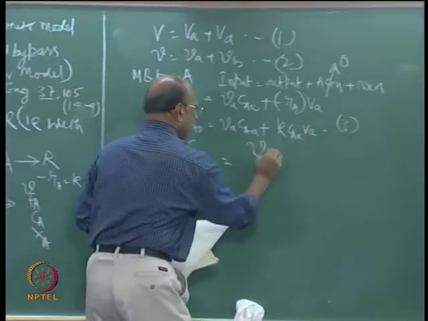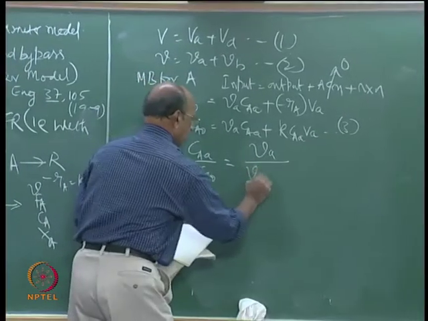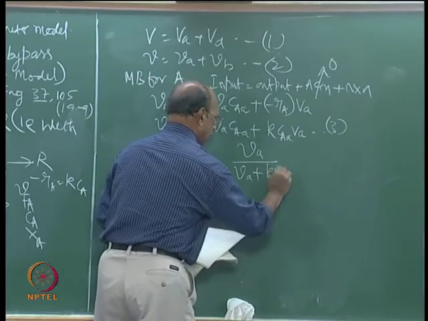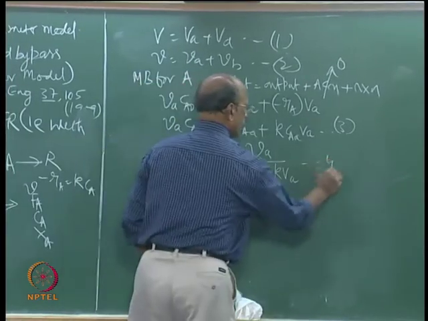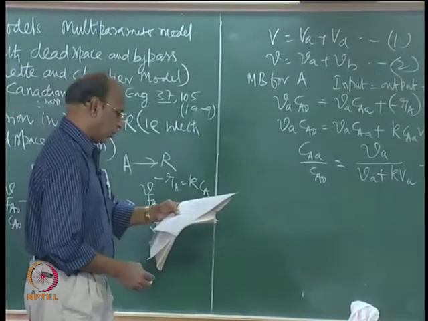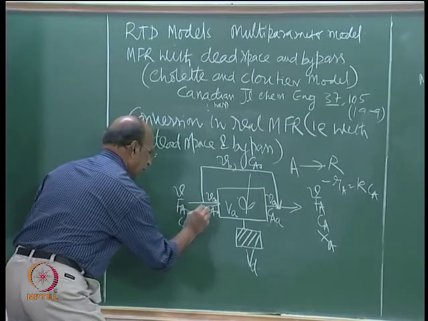VA plus KVA, capital VA. Correct. So this is right. Now I have another equation which I can write, the balance again at K. So this is L, this is K.